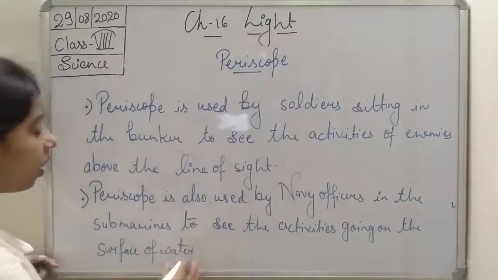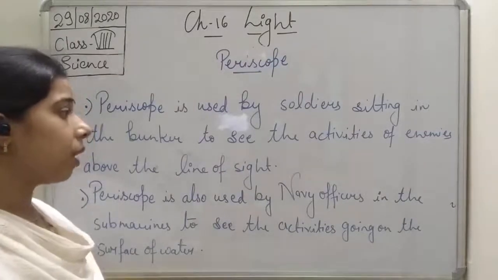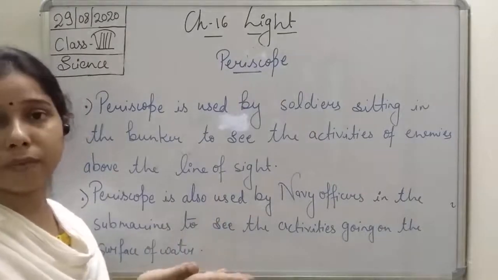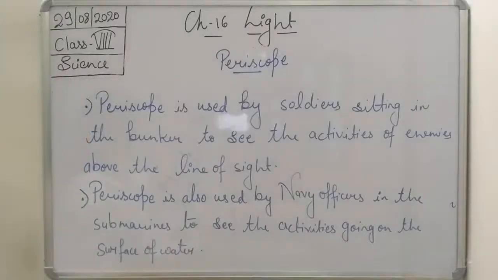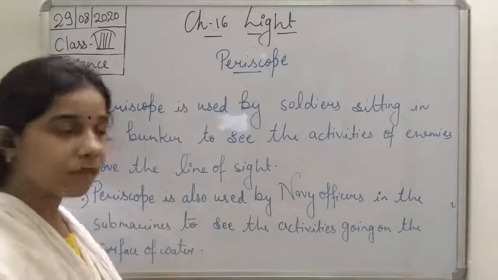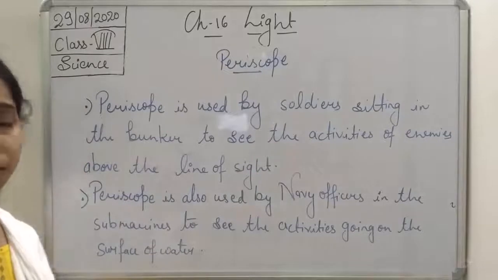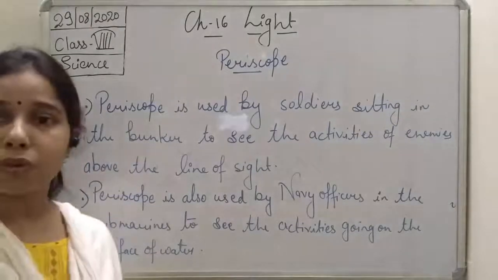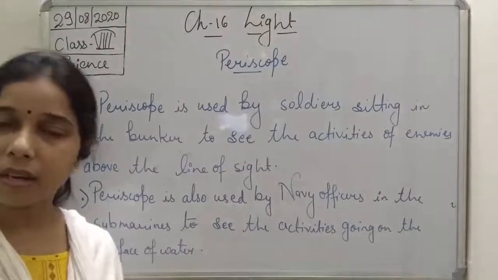So you see here, student, basically this periscope is used by the soldiers to see things going on the ground at a heighted place, above the line of sight, and it is also used by Navy officers in the submarines to see the activities going on at the water surface. Okay, so this is the first instrument which shows the multiple reflection of light, students.